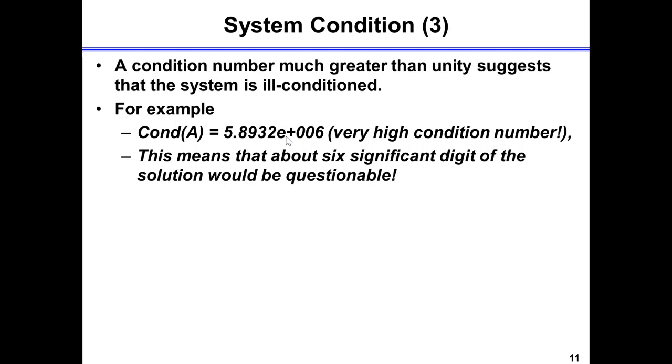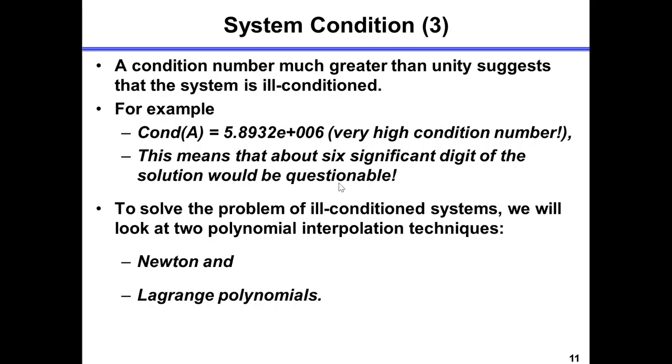Let's say we found the norm of A and then we did all the calculation. With a condition number like this, it means that about 6 digits of the solution would be questionable. So you get your answer, but 6 digits of that number are questionable because of the round-off error that we had. So you can't trust it.